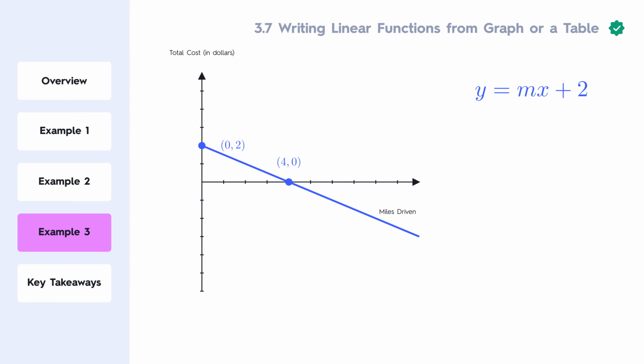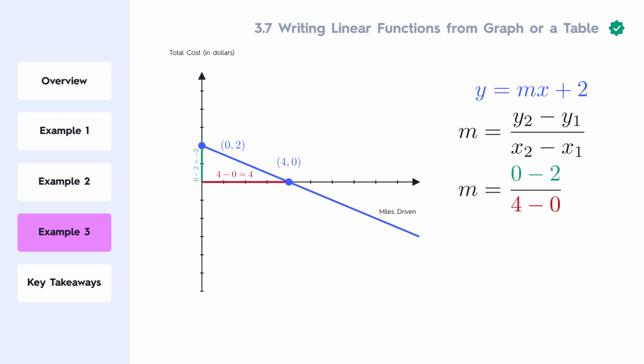Now that we have the 2 points, we can use them to calculate the slope. Let's write the formula needed. Let's start by substituting y2 minus y1, which is 0 minus 2. Now, divide it by x2 minus x1, which is 4 minus 0. Therefore the slope m equals minus 1/2.